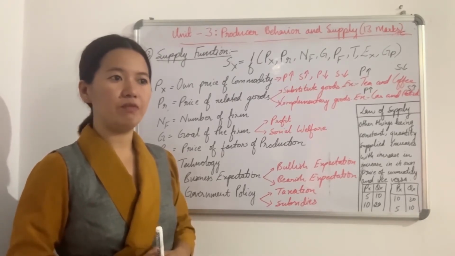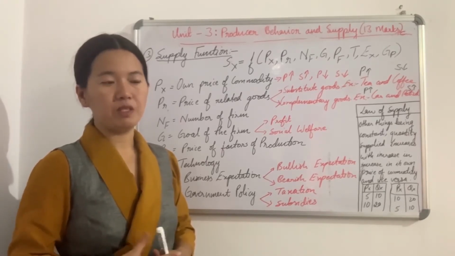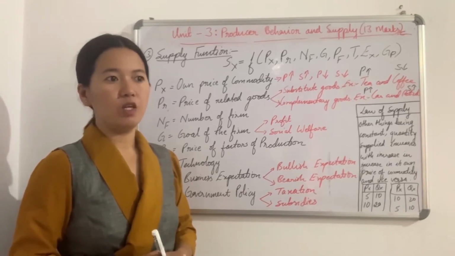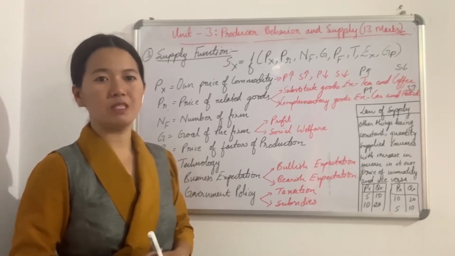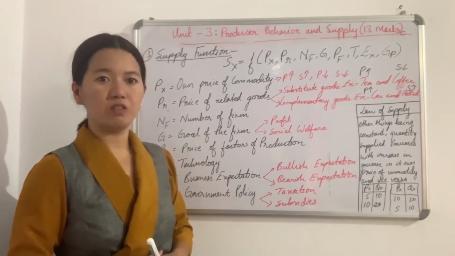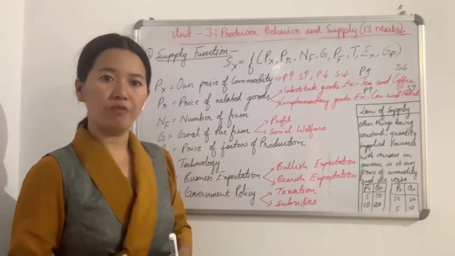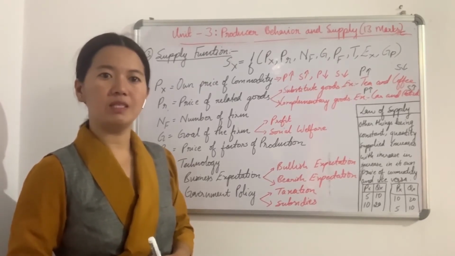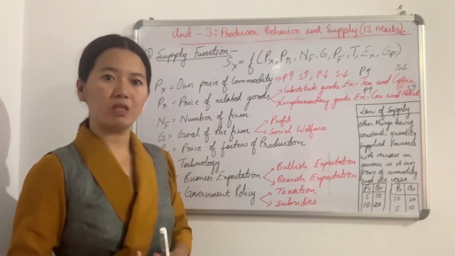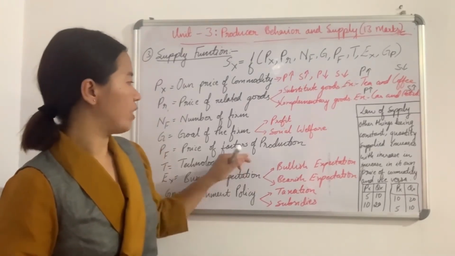For example, if the price of labor increases, then definitely the cost of production would rise. This means that the producer's profit will fall, so he will supply less. And if the price of factors of production, like the price of labor, would fall, then his cost of production will also fall and he will get more profit. Therefore, the producer would increase his supply. So according to the prices of factors, his supply would also change according to the change in the cost of production. So that is the price of factors of production.